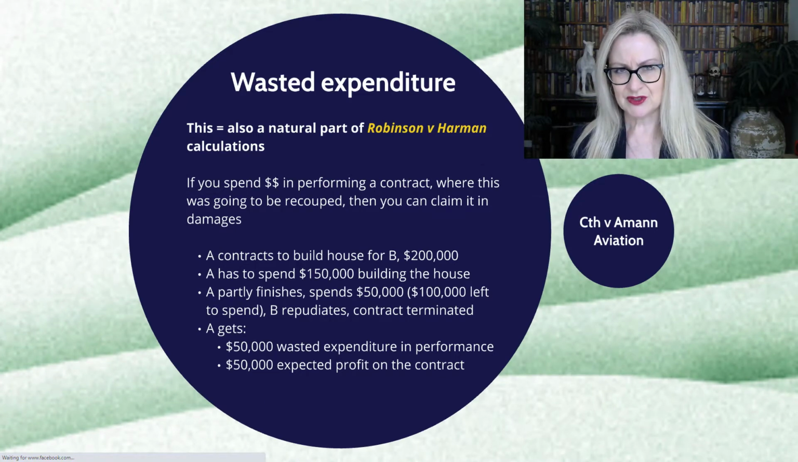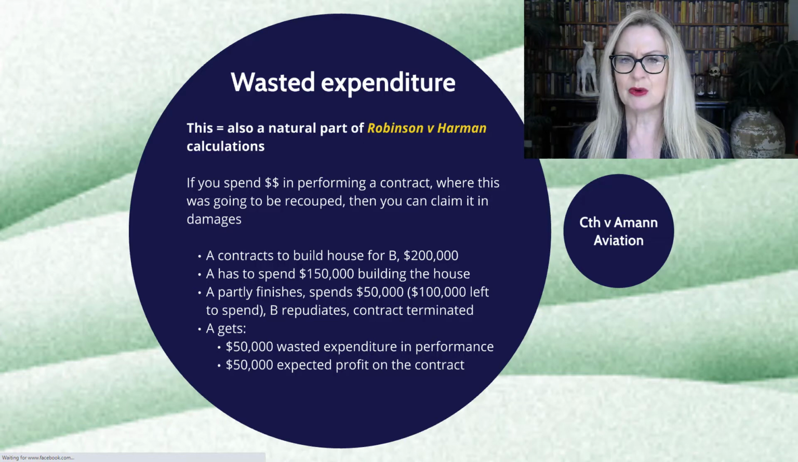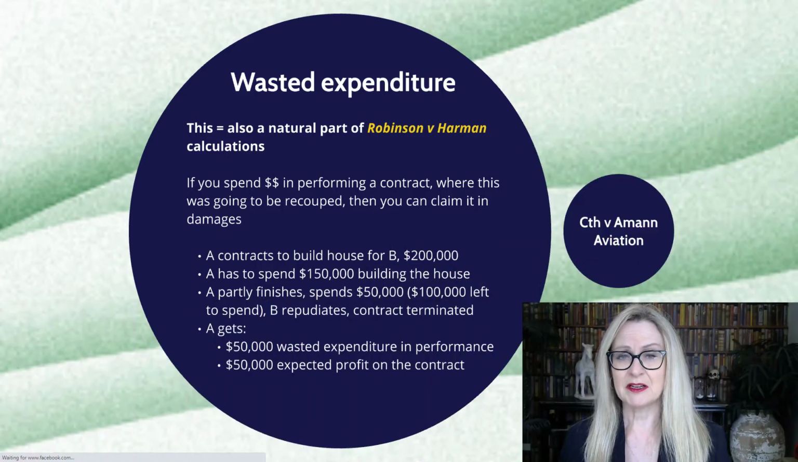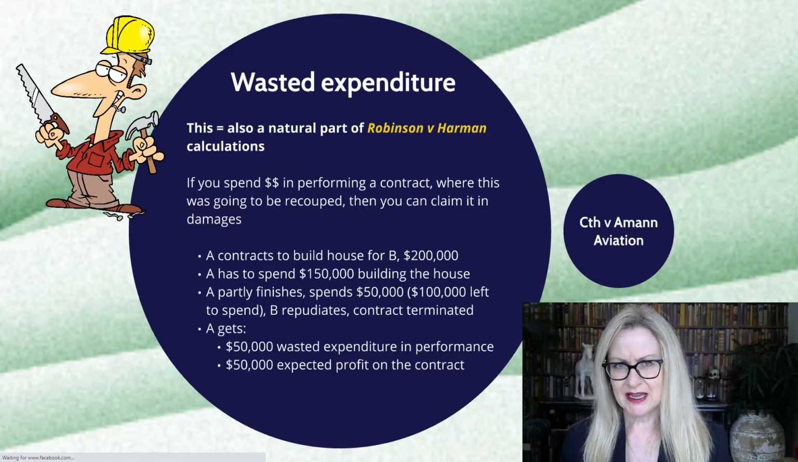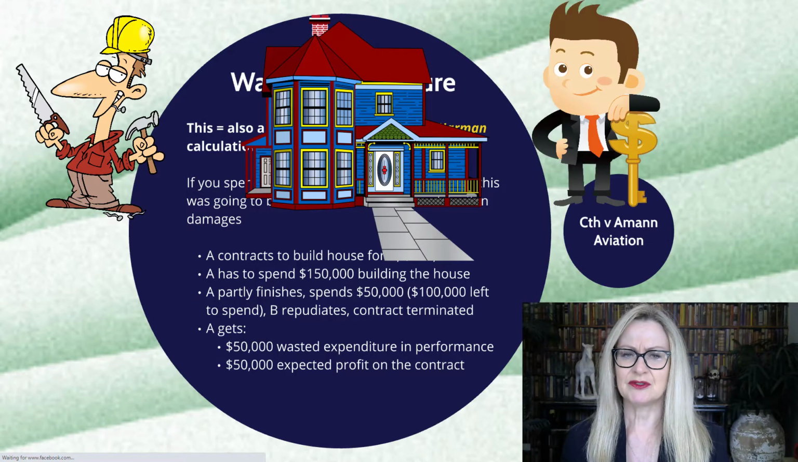One of the heads of loss that you might claim in damages is wasted expenditure. This is also a natural part of getting the plaintiff into the position that they would have been in if everything had gone well. That is, if you spend money in forming a contract where that money was going to be recouped by the plaintiff at the end of the day, then you can certainly claim that as wasted expenditure. So the example here, A contracts to build a house for B for $200,000.